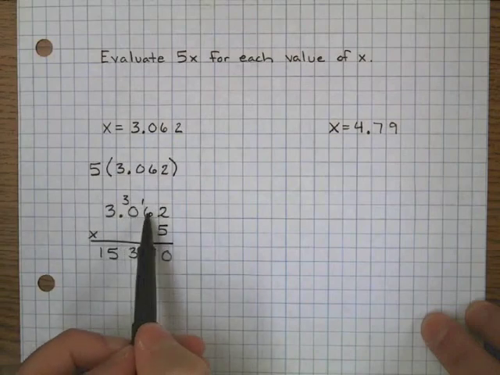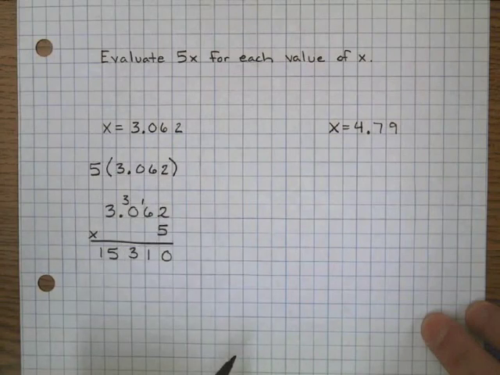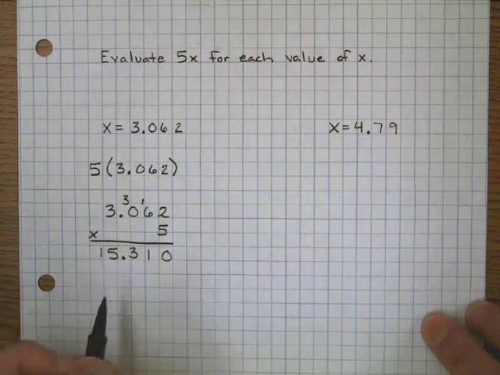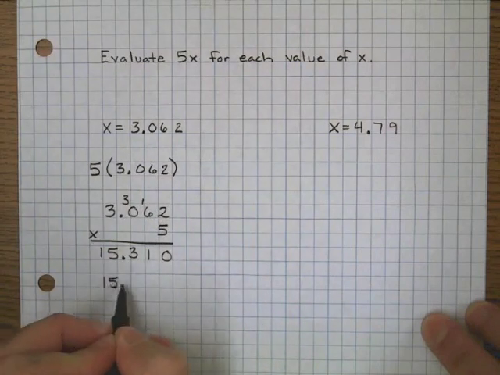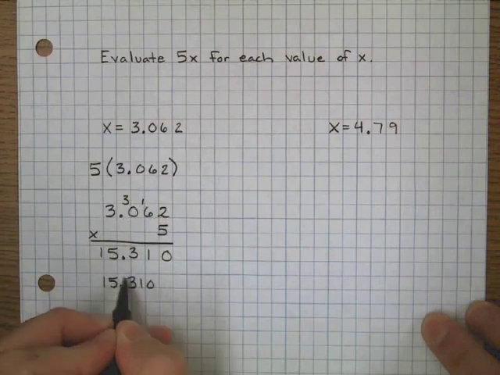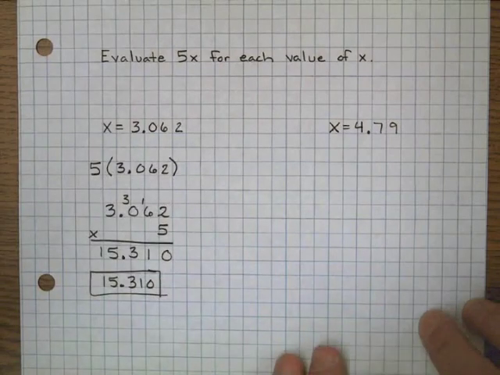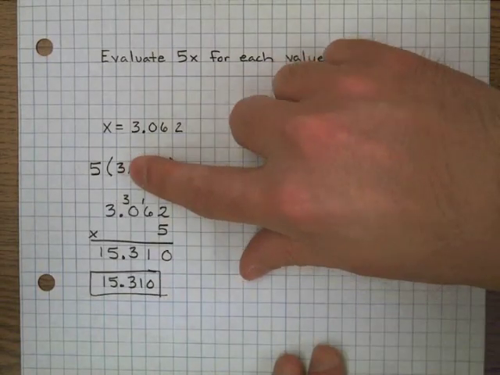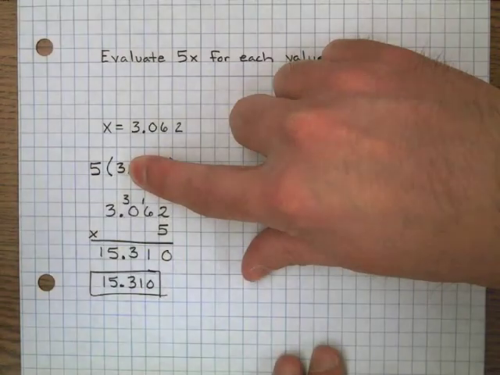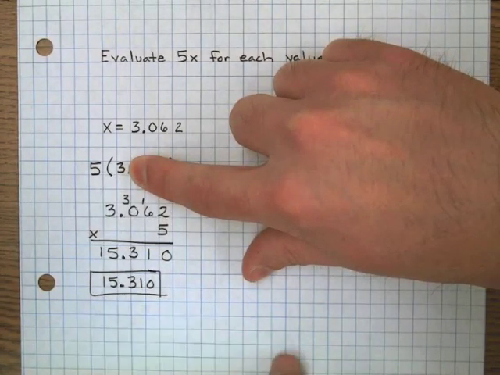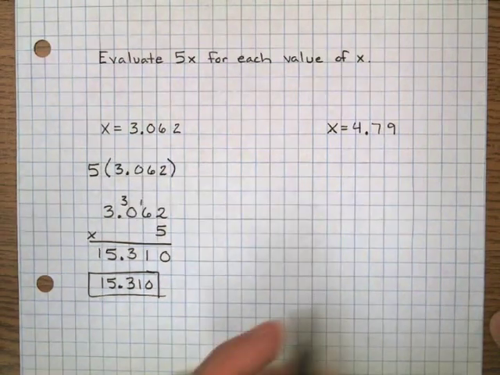So I have 1, 2, 3 total decimal places. 1, 2, 3. So my solution to this problem is 15 and 310 thousandths. And if I were to estimate, that's pretty close to 3, and 3 times 5 is 15. Very close to my actual exact answer. So let's take a look at another one.